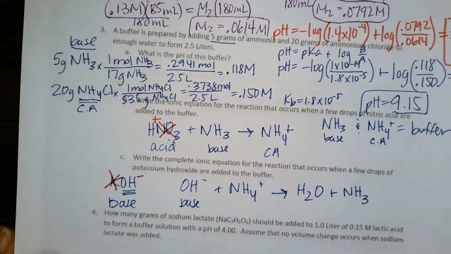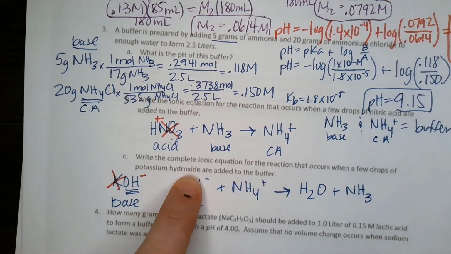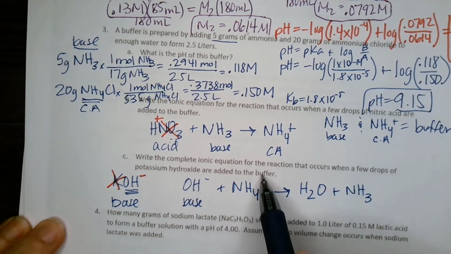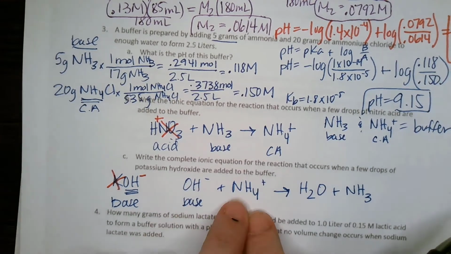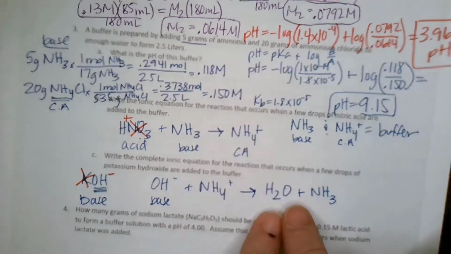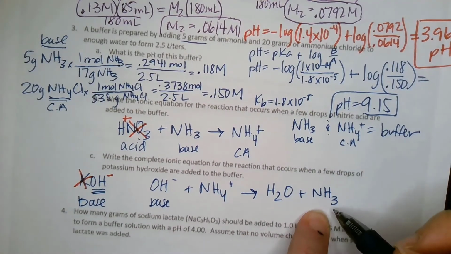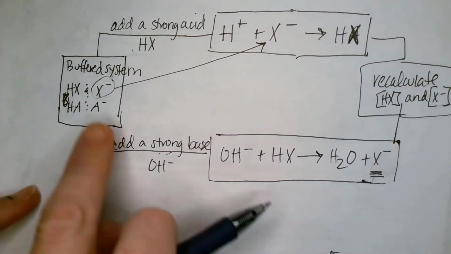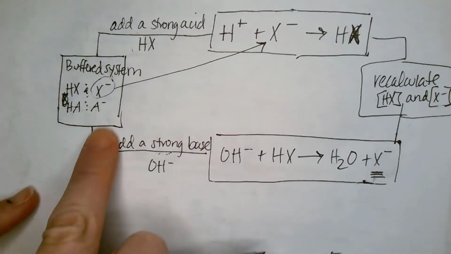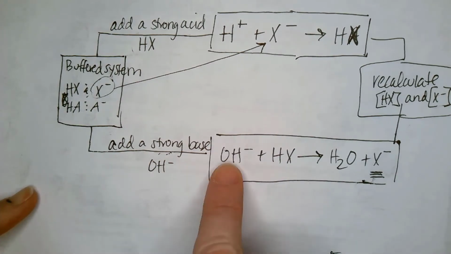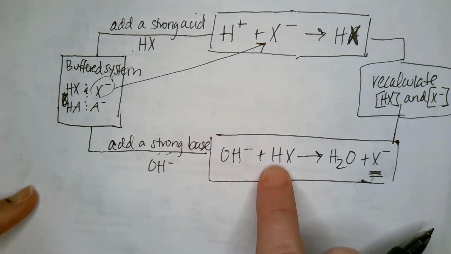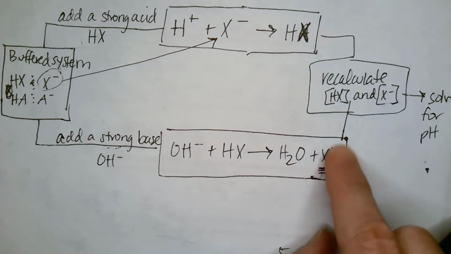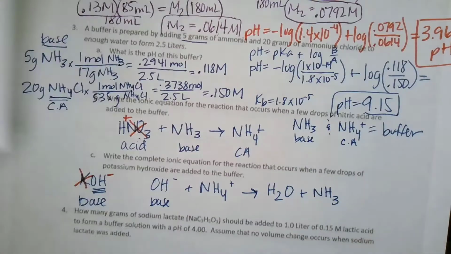So we can see that when a strong base is added to the buffer, it's going to react with the conjugate acid to form water and more of the base. And again, if we go back to my diagram, here we have our buffered solution. We're going to add a strong base. So we have hydroxide plus the acid to give us water and more of the conjugate base.